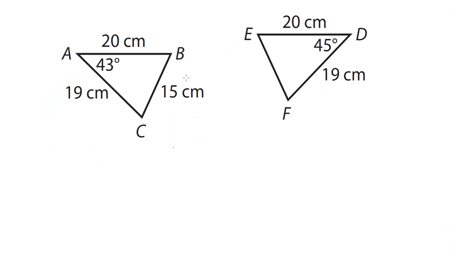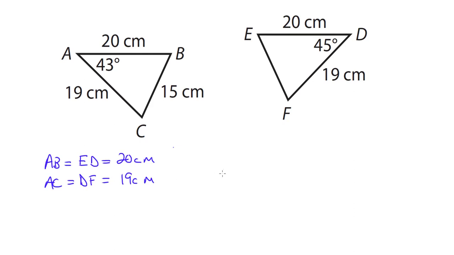So let's take a look at these two triangles and see if they are congruent. We see that side AB is 20 centimeters and ED is also 20 centimeters. So we know that AB equals ED, and they both equal 20 centimeters. We also see that side AC is 19 centimeters and side FD is 19 centimeters, or DF, it doesn't matter. So we know that AC is equal to DF, and they both equal 19 centimeters.